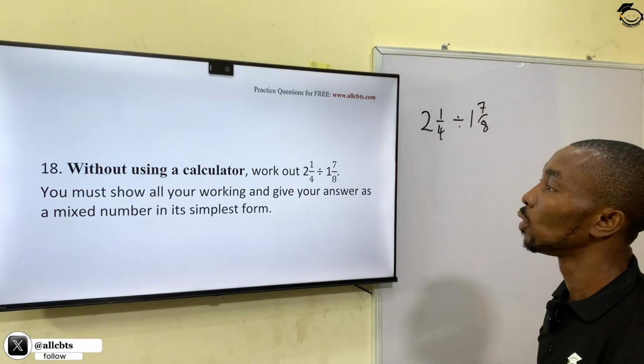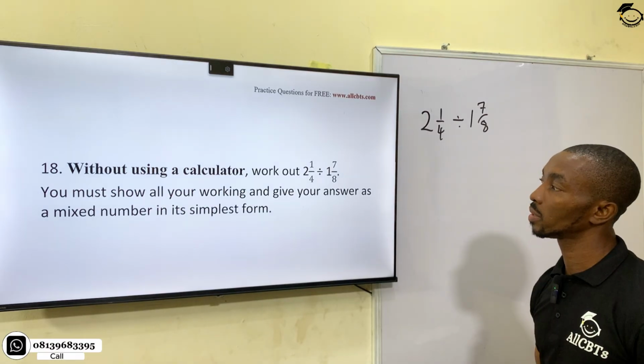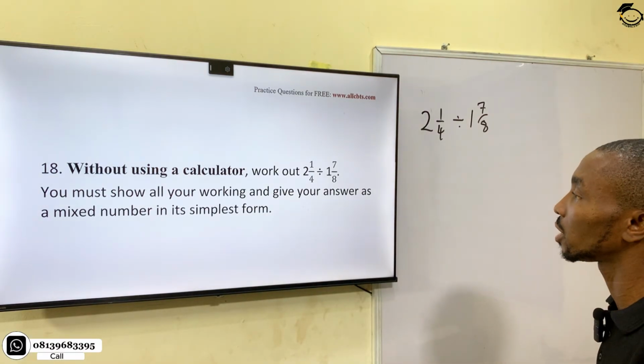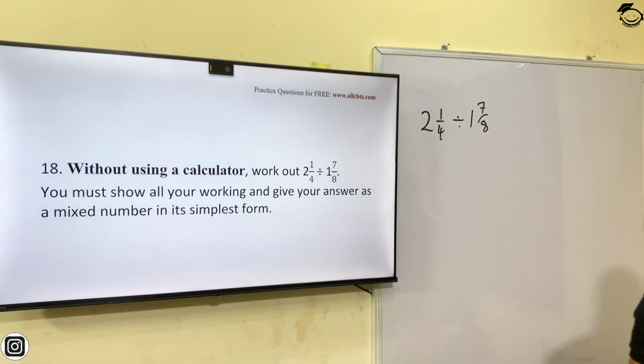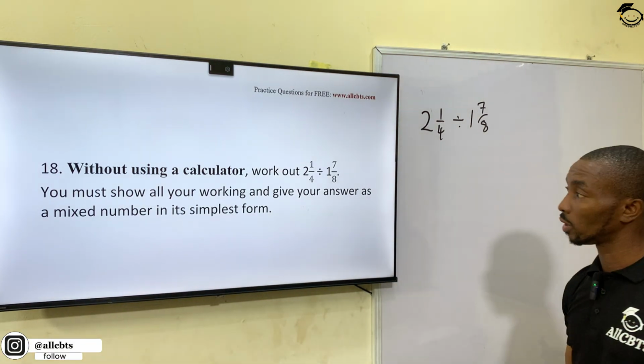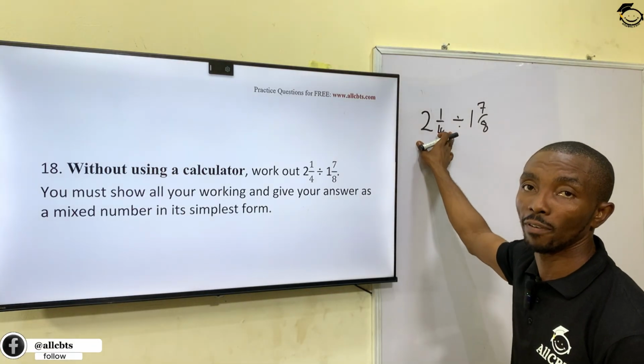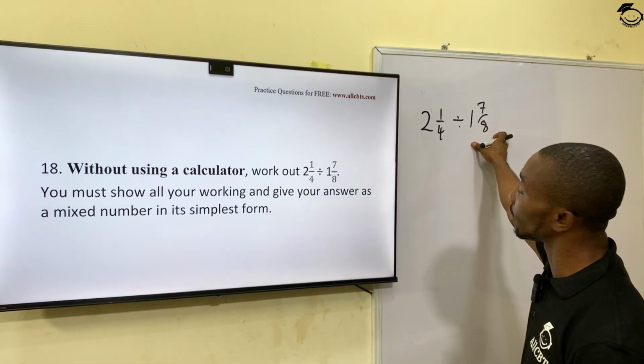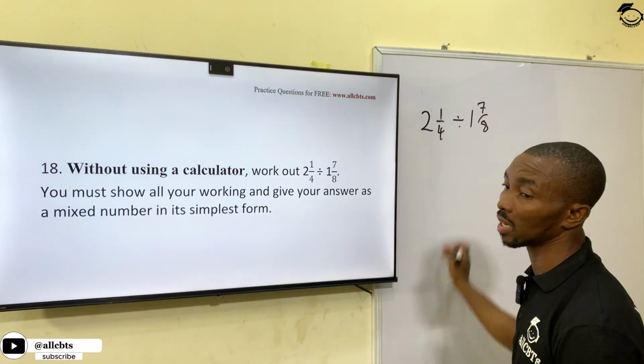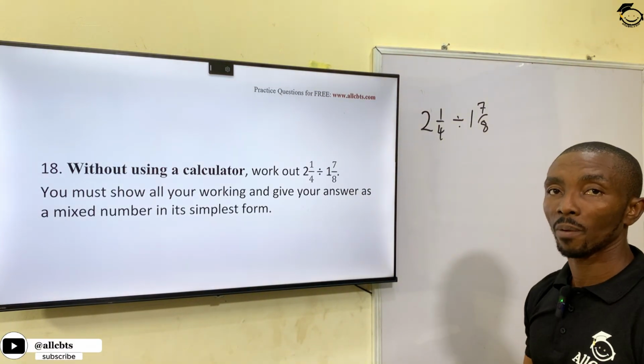Our next question says, without using a calculator, work out two whole number 1/4 divided by 7/8. Now, you must show all your workings and give your answer as a mixed number in its simplest form. Now, for us to do this, we would first of all convert our two whole number 1/4 and one whole number 7/8, which are mixed numbers, to improper fractions.